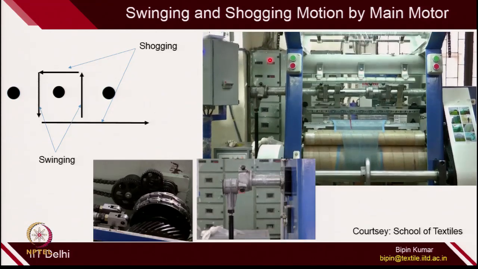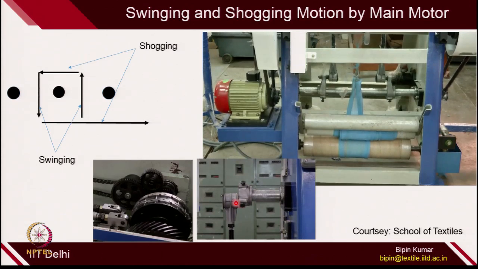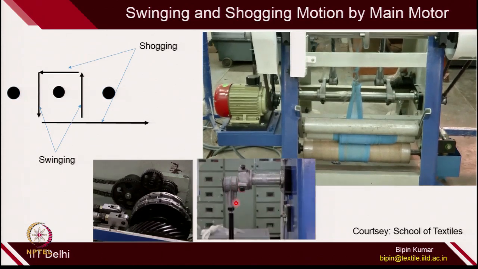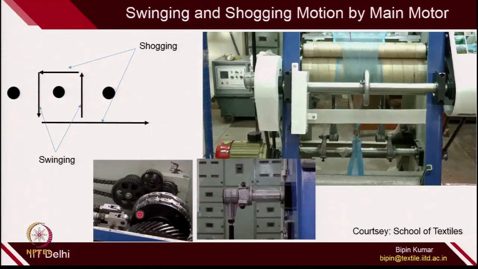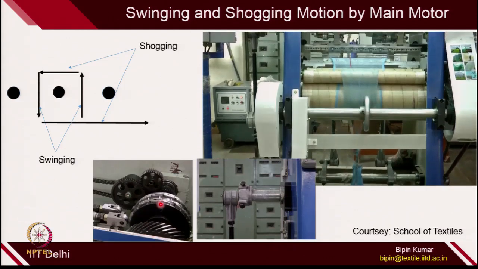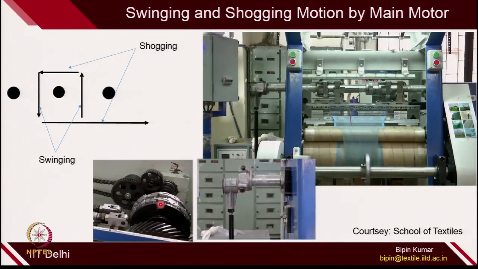So, here you can see this is the swinging motion. The guide bar is attached on one side for the swinging motion with the main motor, and on the other side it is attached with the pattern drum for getting the sagging motion. So, this is the schematic of the machine.